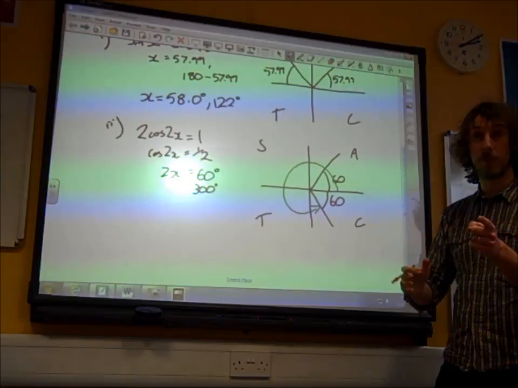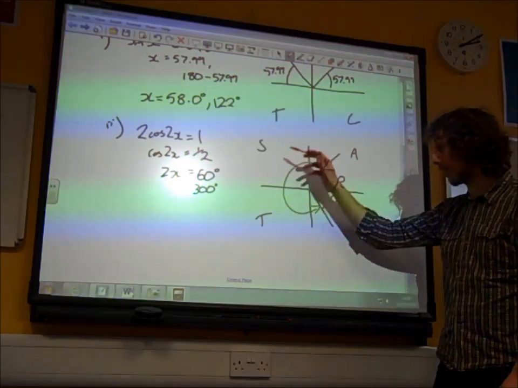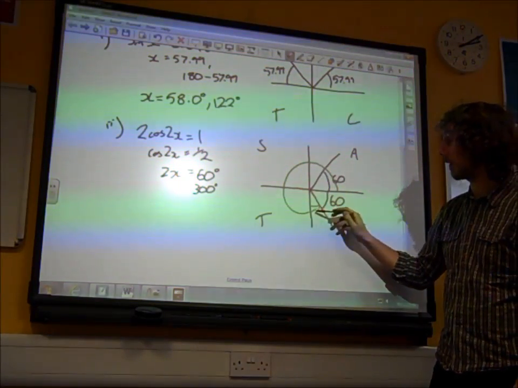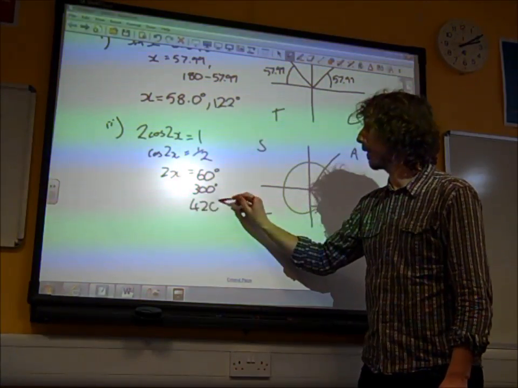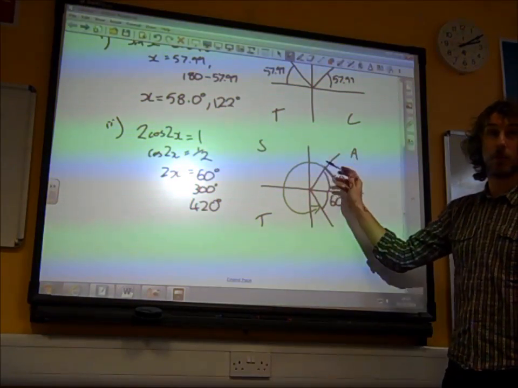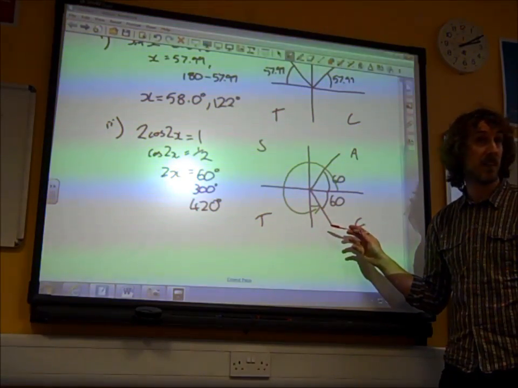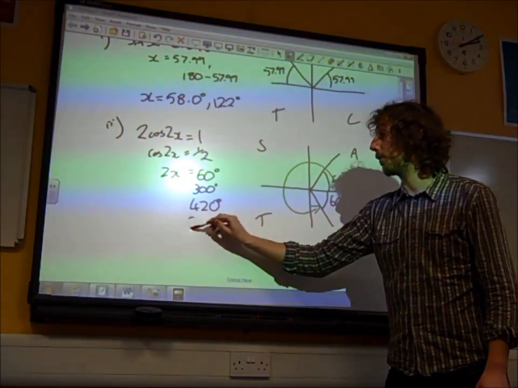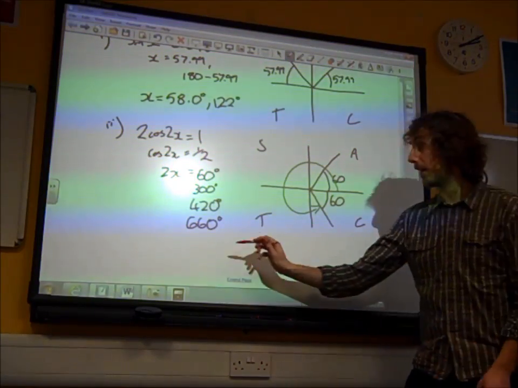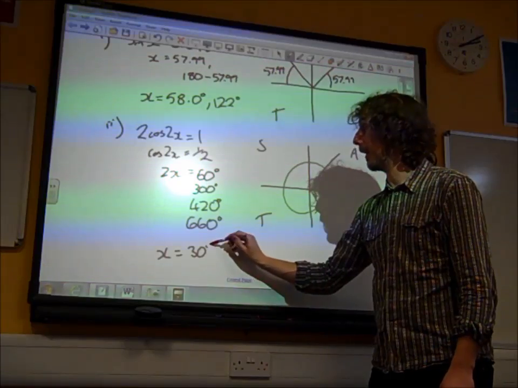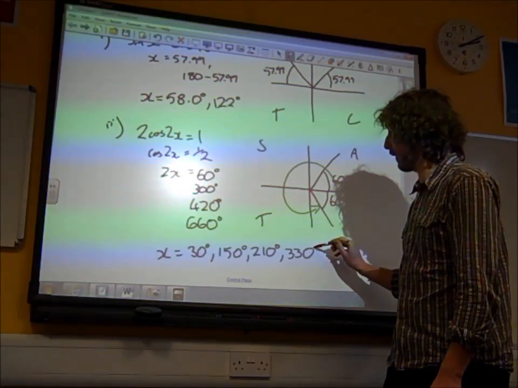And if x is between 0 and 360, then 2x is between 0 and 720. So we have to go around the cast diagram twice. So as we kept going past the 300 plus 360, that would take us to 420 degrees. And if we keep going around the cast diagram past 420, we scoot on past 540 over there, and get eventually to 660 degrees, just before we finish our rotation at 720. So they're the values of 2x, so x is half of each of those, 30, 150, 210 and 330 degrees.